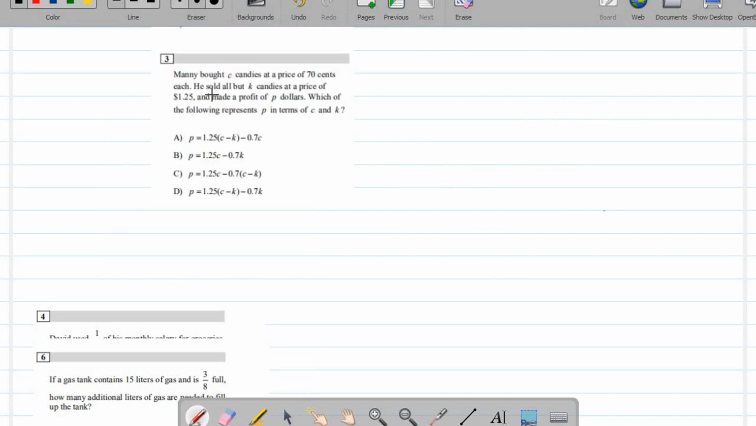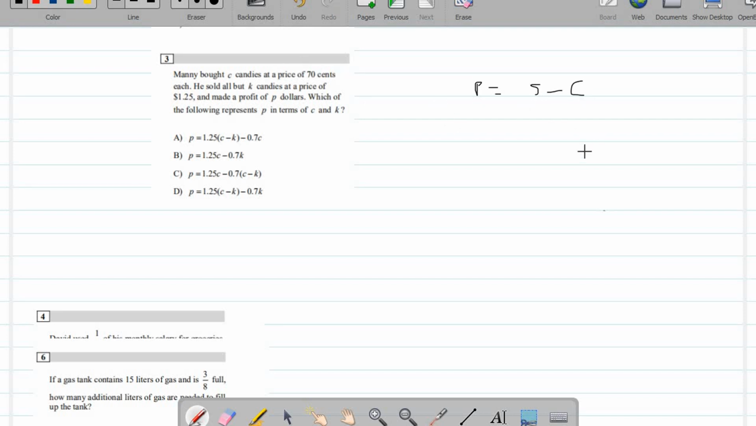Here in this question, it said Manny bought C candies at a price of 70 cents each. He sold all but K candies at the price of $1.25 and made a profit of P dollars. Which of the following represents P in terms of C and K? So here we look at how much he bought it. Your profit is equal to selling price minus cost price.